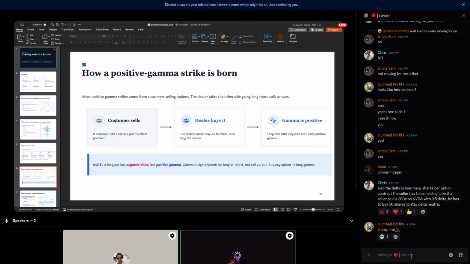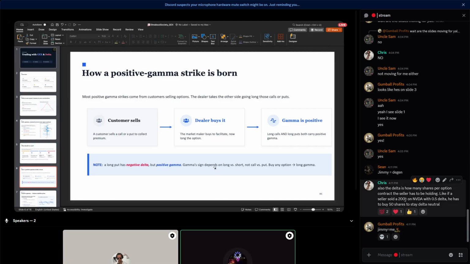So, positive gamma, how is this even created? When a customer is selling a call or put to collect premium, a dealer will buy it, for example. This causes the dealer to be gamma long. And a common misconception is that, for example, a long put will have negative delta but positive gamma. Gamma is always dependent on whether the option you are taking is long or short, not a call versus a put. So if you're buying a put or you're buying a call, that is long gamma.